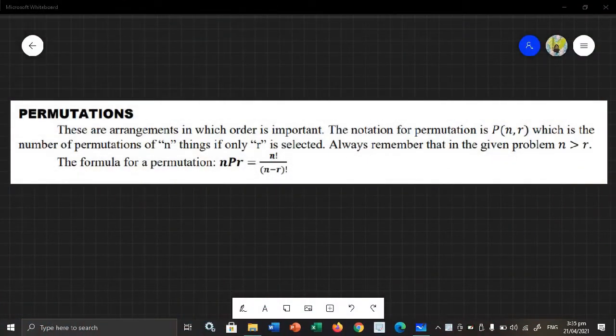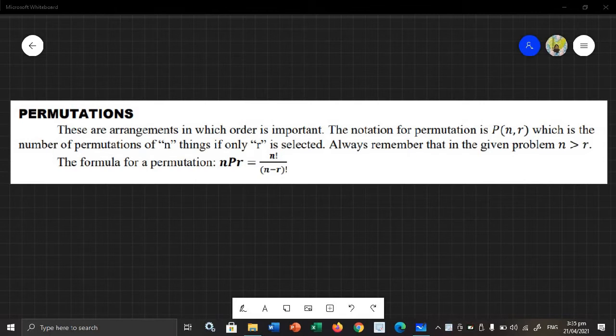Hi, for this video, we are going to talk about permutation. So permutations, these are arrangements, okay, in which order is important. The notation for permutation is P(n, r), which is the number of permutations of n things if only r is selected. Always remember that in the given problem, the greater number is the value of the n and the lesser number is the value of the r.